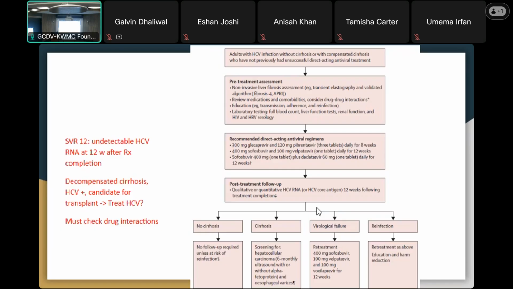And then let's say you have a patient in the hospital presenting with decompensated cirrhosis and they're Hep C positive, and you call GI or you call ID, and they ask you, should we treat or should we refer for transplant? What is the answer? It's one or the other. Are you going to treat it or are you going to refer for transplant? Huh?